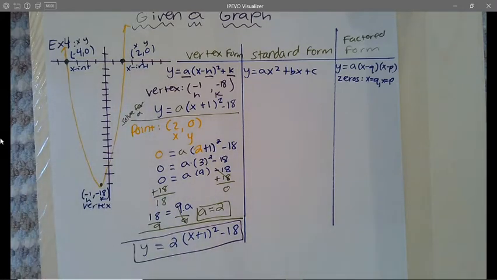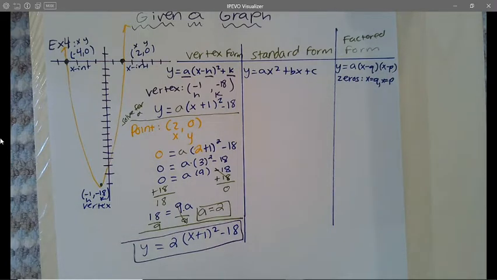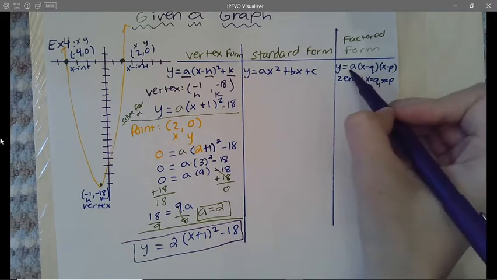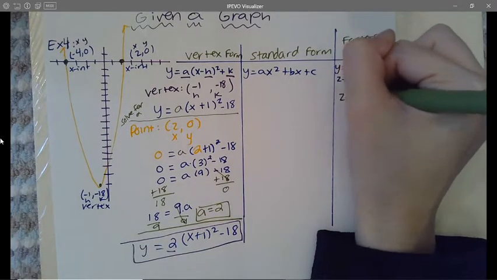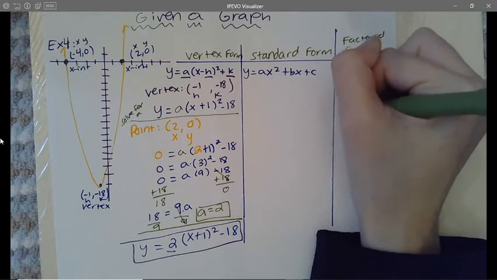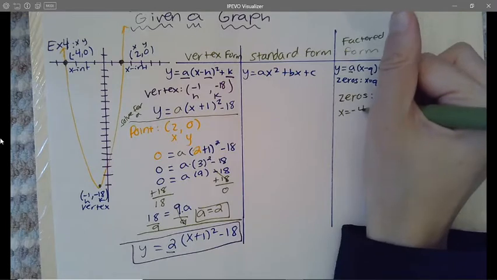Okay, so guess what, you guys? We have zeros on our graph. Do you see that? So if I know the zeros, I can simply flip the signs to get them in factored form. And guess what? The a value in factored form is the same a value in vertex form. So I can do factored form real fast after I know a. Currently my zeros are x equals -4 and x equals 2.